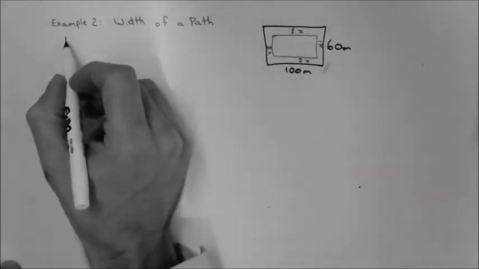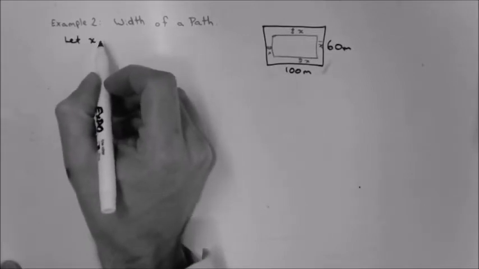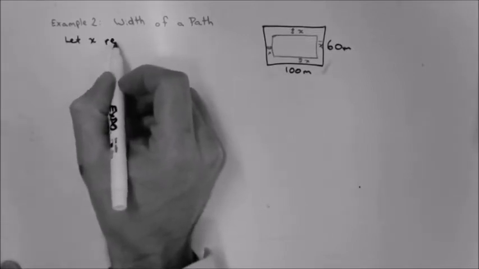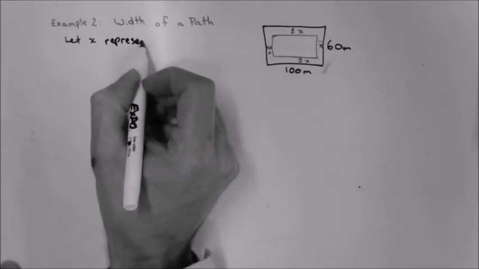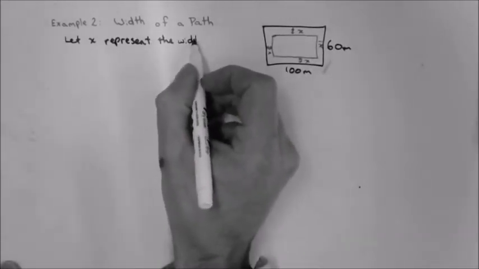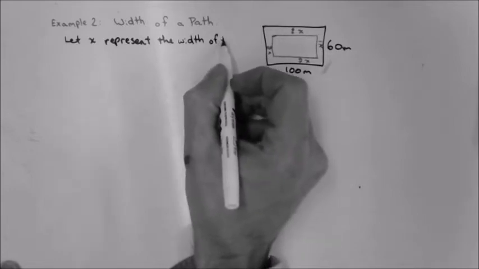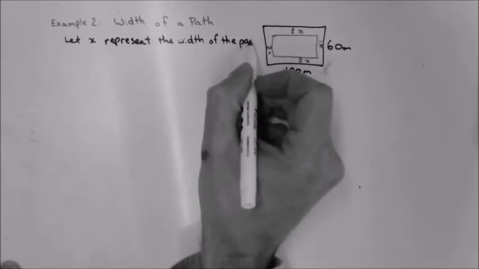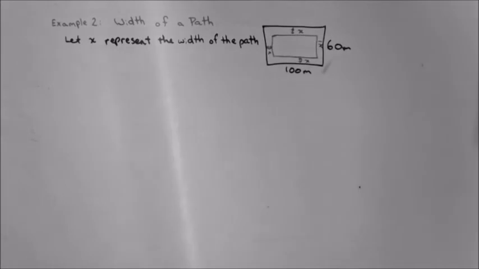So we've already said it's going to have a width of x, so we've already introduced a variable in our diagram. Let's make a note of that. Let x represent the width of the path. So now we want to think about the dimensions of the park, and we'll write an equation to represent the area of the park.